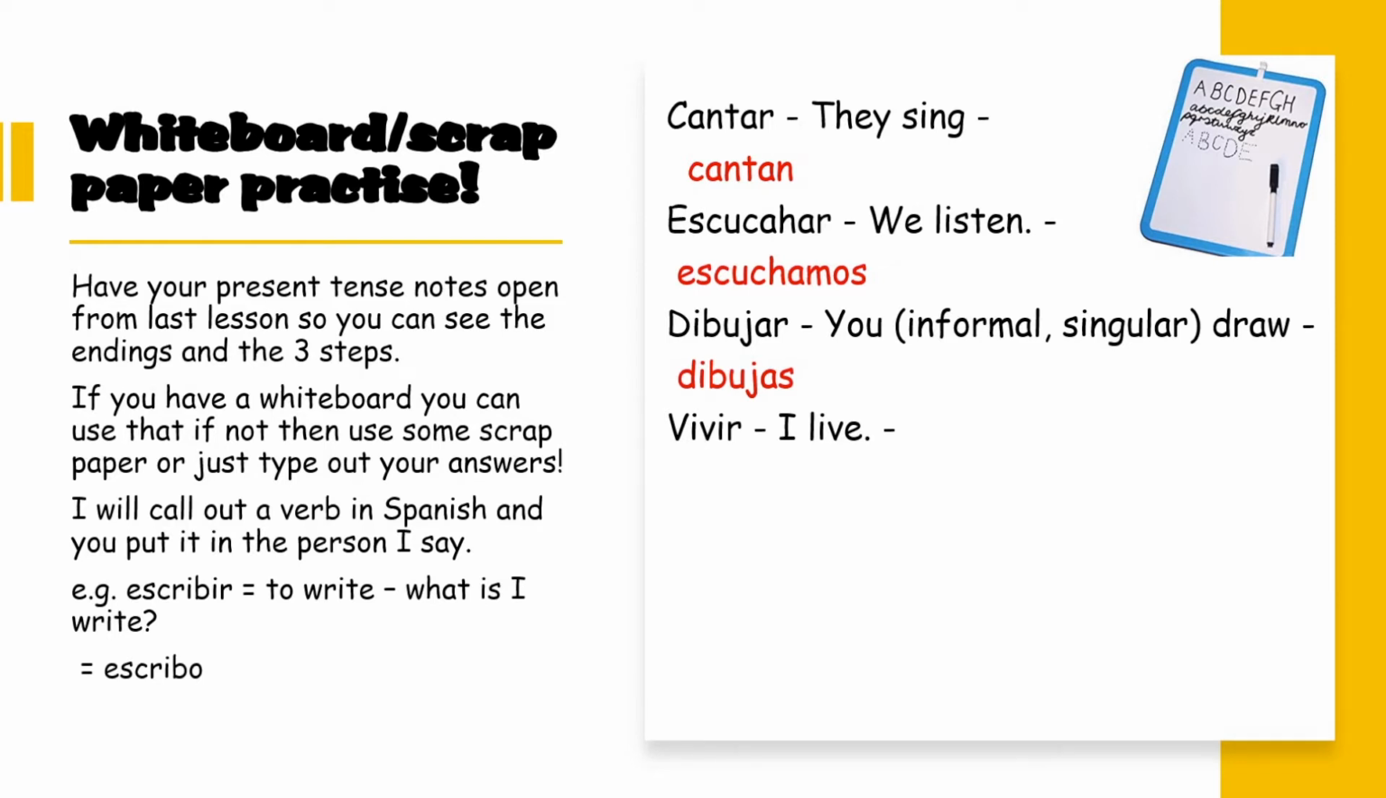But so vivir is to live. How would you say I live? Pause and write it down. So vivo is what we should have. And then correr, to run. How would I say he runs?